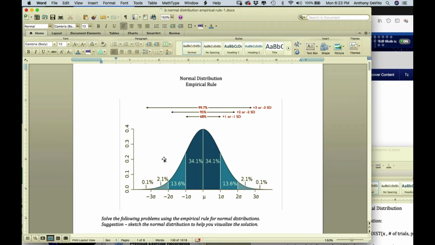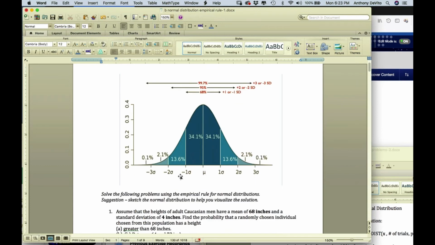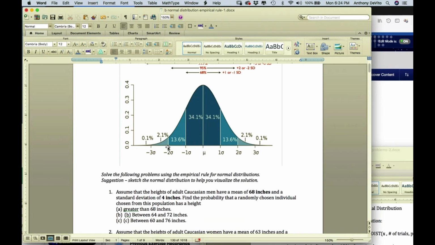Well, actually, not quite. Remember, 95% of the population is between 2 standard deviations above and 2 below, right? So that's going to leave 5%, 2.5% in the bottom, 2.5% in the top. You have to remember that's not the middle 95%. So we would expect about 2.5% of the population to be more than 2 standard deviations below the mean.